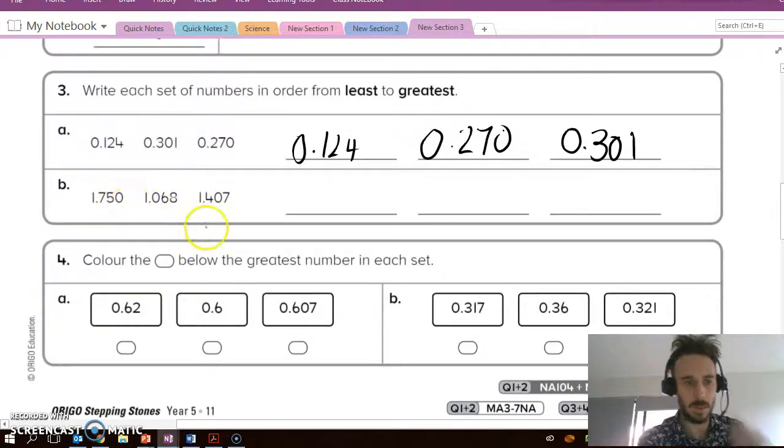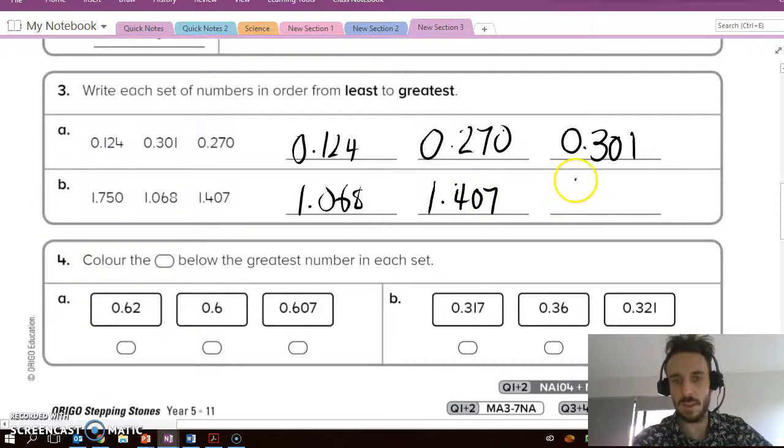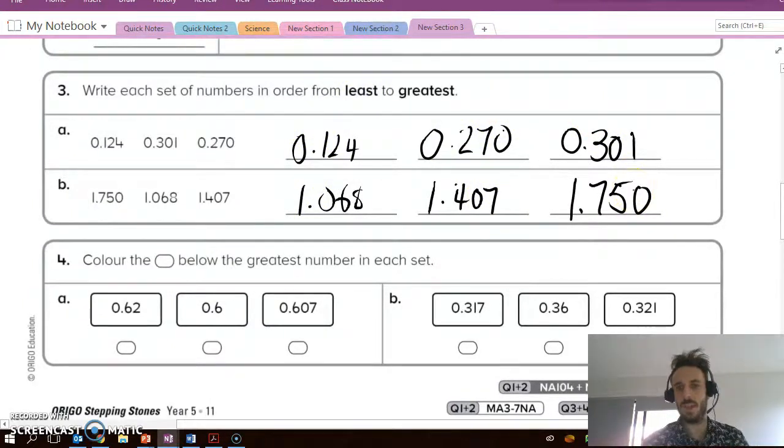numbers is 1 whole. And you've got to read the thousandths. So this one is only 68 thousandths. This one's 407 thousandths. This one's 750 thousandths. So the smallest one is obviously this one because it's only 68 thousandths. Next one's this one. It's got 407 thousandths. And then this one, because it's 750 thousandths. And you can just quickly scan your eyes over and double check. Yeah, I'm pretty happy with how that looks.